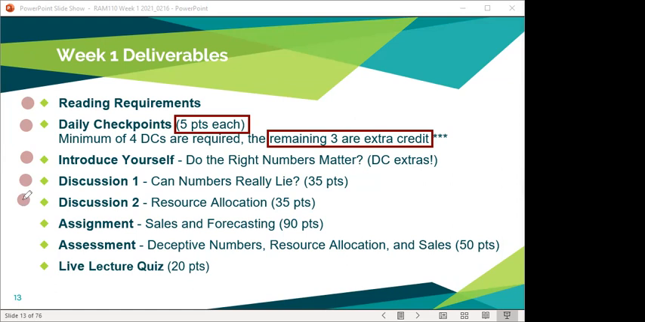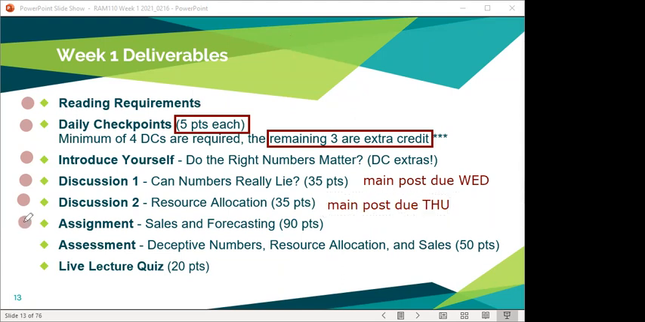Discussion 2, resource allocation. And again, discussion 1 main post due Wednesday, and discussion 2 main post, I'll even emphasize that with some text, main post due Wednesday. And because of the 1-day grace period, I'm giving you until Thursday if you need it. Preferably Wednesday, but if not, don't worry about it.